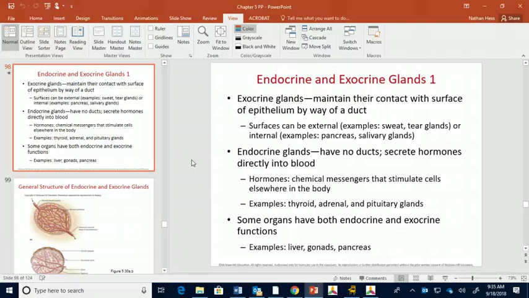Whereas endocrine glands are secreting hormones, what they produce, directly into the blood. Does that make sense? The names give it away. Exo means outside, endo means inside. And some things do both. Some glands will do both. We're not worried about those, but there are some that do both.